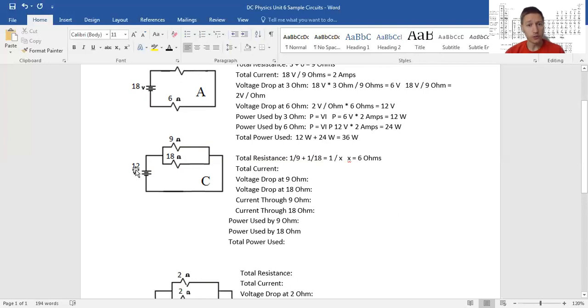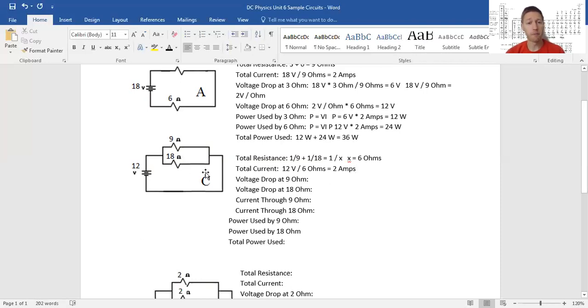So we have 12 volts. Oh, wait, sorry. The total current, we'll split that later. The total current, we'll take the 12 volts, that's our total motivation, divided by the equivalent resistance of the circuit, which is 6 ohms. That means we're going to have 2 amps. So this has the same current as the last one.